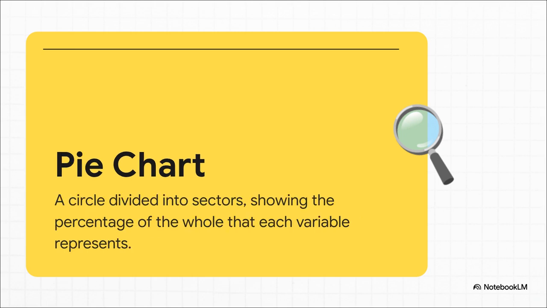Now for the pie chart. This one has a very specific job. It's all about proportions. If you need to show how a total budget is sliced up between different departments or what percentage of the market your competitors have, the pie chart is your go-to for showing parts of a whole.